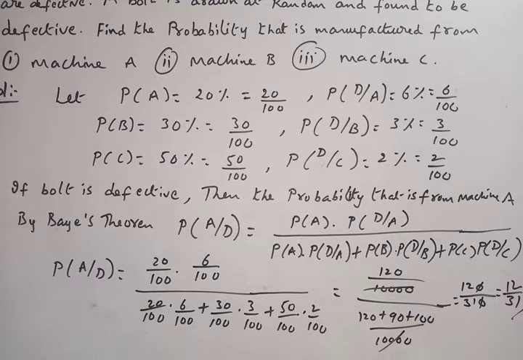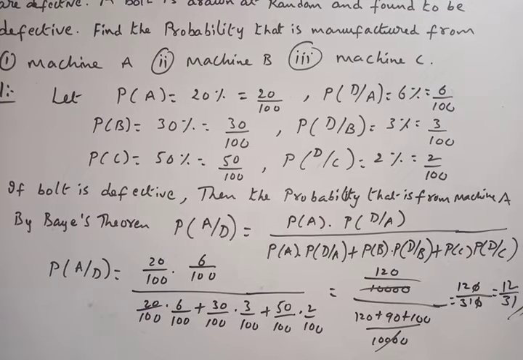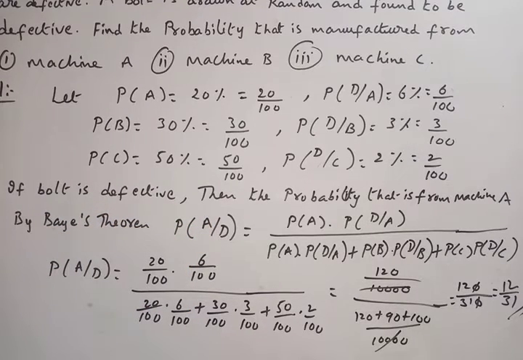So 12 by 31 is the probability of defective bolt which is manufactured by machine A. Like this, you need to solve these Bayes theorem problems. Understand here how we did.